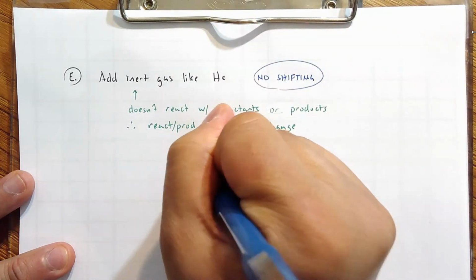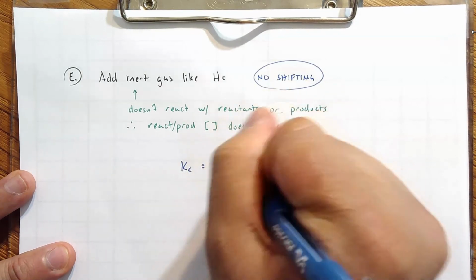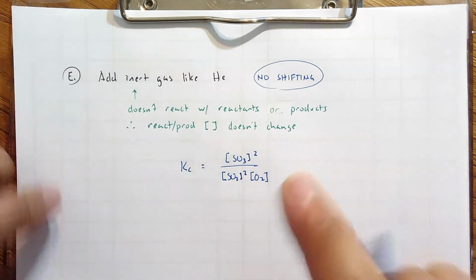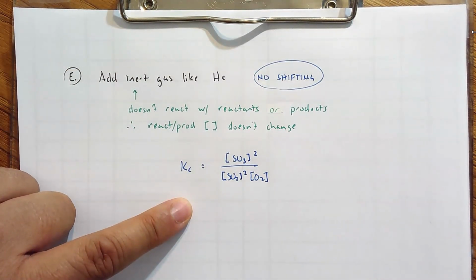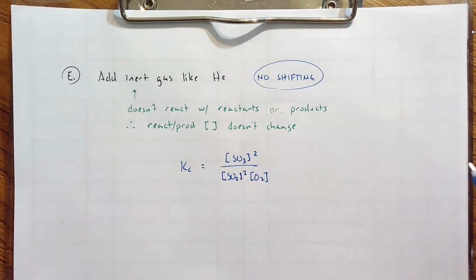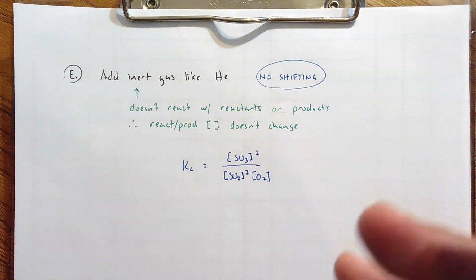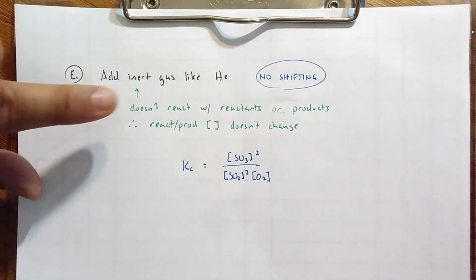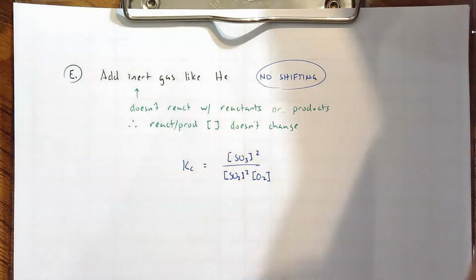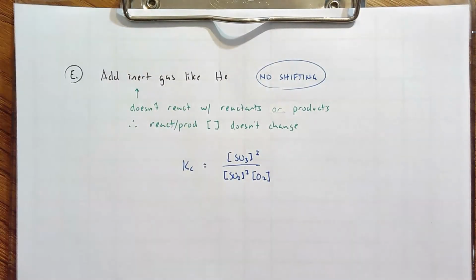Because again, when you look at the Kc, you have the concentration of SO3 squared over the concentration of SO2 squared times the concentration of O2. Adding an inert gas does not change the concentrations. So there's no need to shift the reaction. Okay. I will leave it at that. You got to also assume that no matter what you're given, either Kc or Kp, this is true. There's no shifting. So don't get sidetracked if they give you a Kp. It's still equilibrium, and equilibrium does not shift, period, when you add an inert gas.